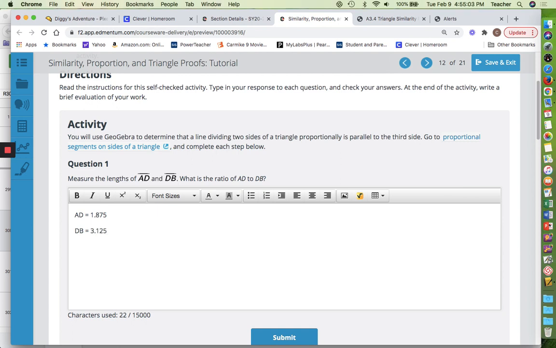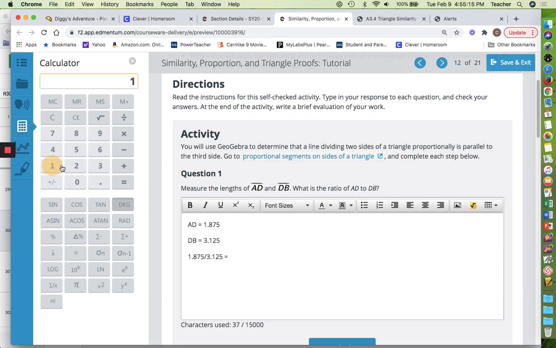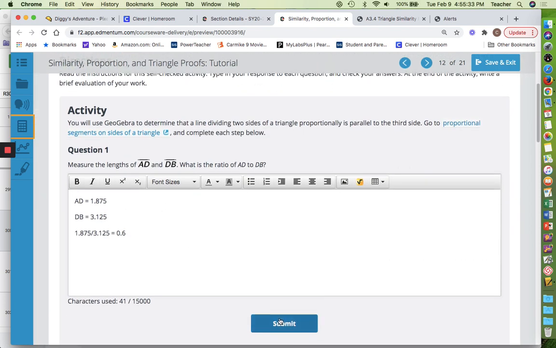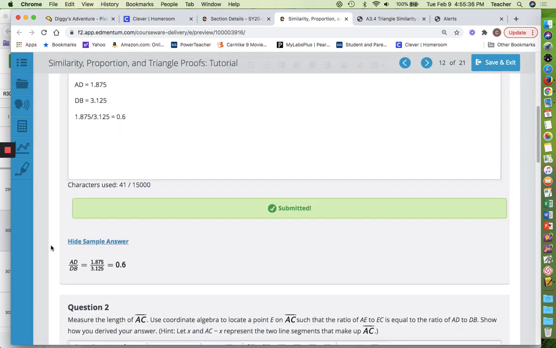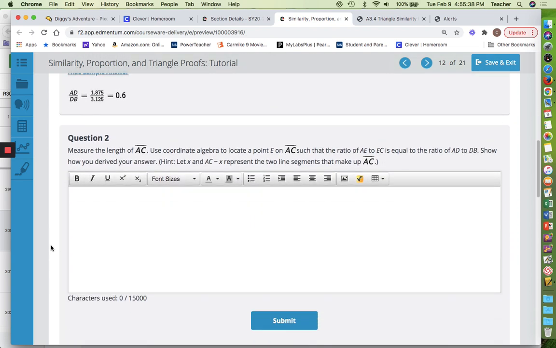All right, now what's the ratio? Ratio means to divide them. So I'm going to take 1.875 divided by 3.125 and see what my answer is. Looks like I get a ratio of 0.6. Well, that's what they asked me to do. Okay, hit submit. Got it. Boom. All right, question 2.